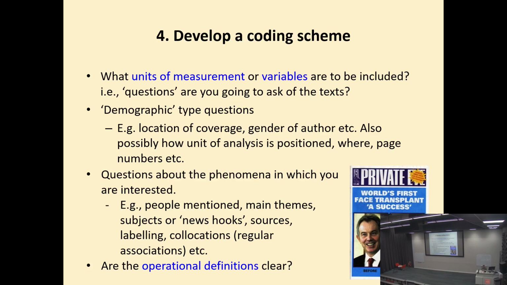So to develop a coding frame, you need to think about what units of measurement or variables are to be included, in other words, what questions you are asking of the text. You can ask what I might call demographic types of questions, like the location of coverage, the gender of the author, or possibly where an item of text is positioned. Is it on the front page, the back page, the women's page, the sports page? And that can be standard almost regardless of your topic.